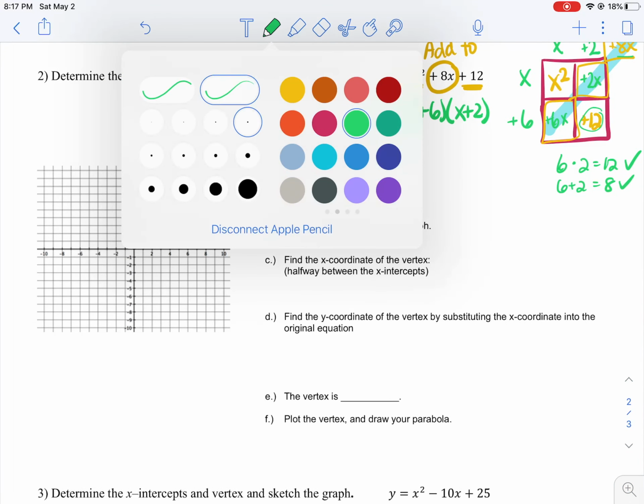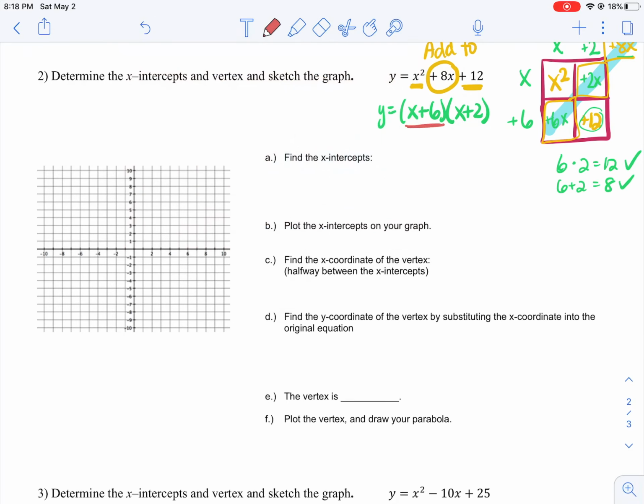So we do the first parenthesis here, we set it equal to 0. So x is negative 6. So my first x-intercept is negative 6 comma 0, and we'll put that on our graph. And the second factor, set it equal to 0. X equals negative 2. So my second x-intercept is negative 2 comma 0.